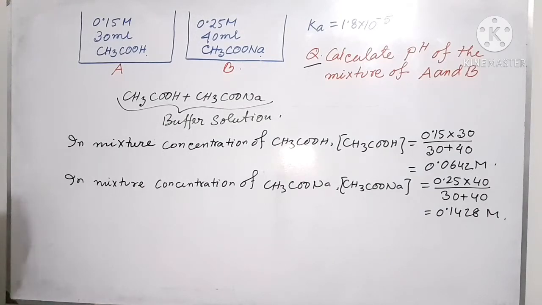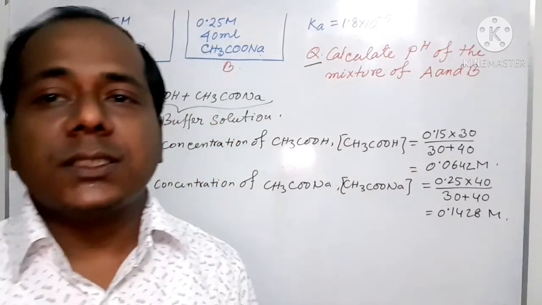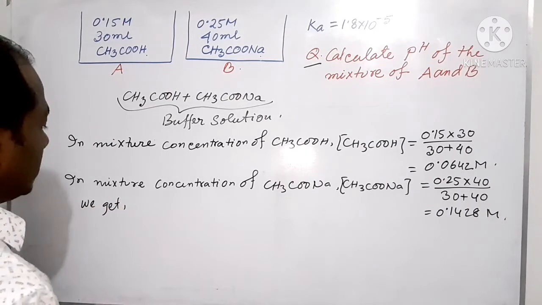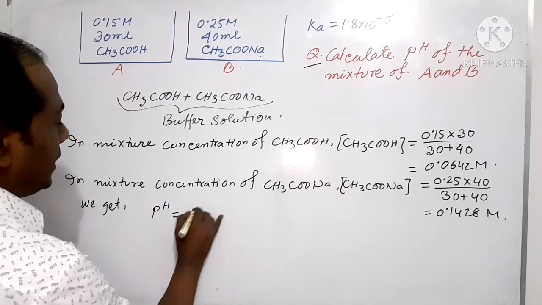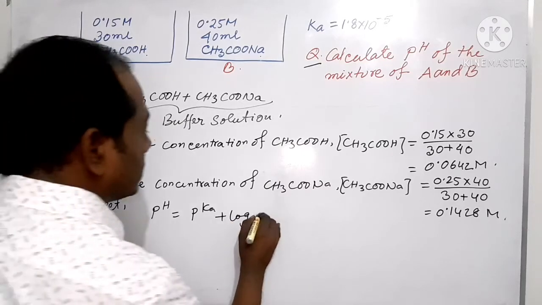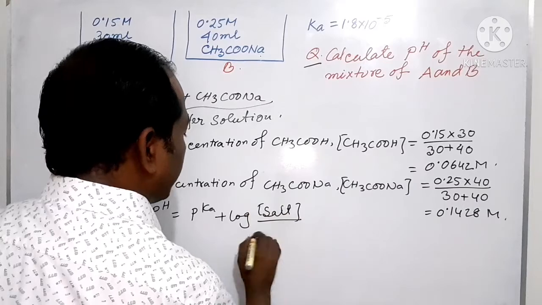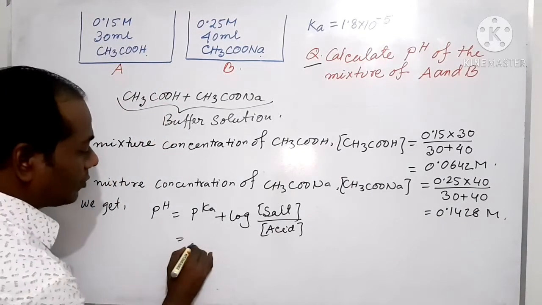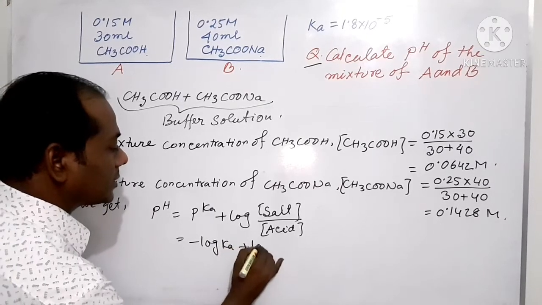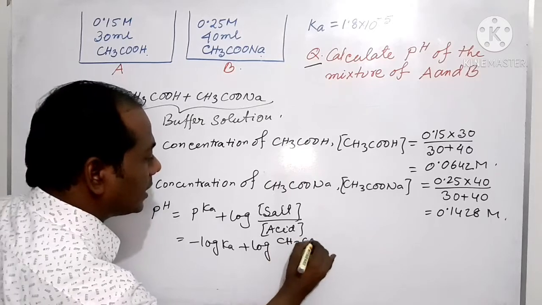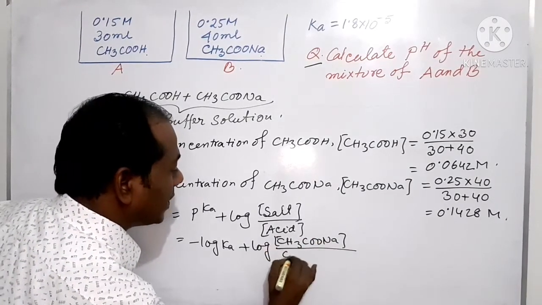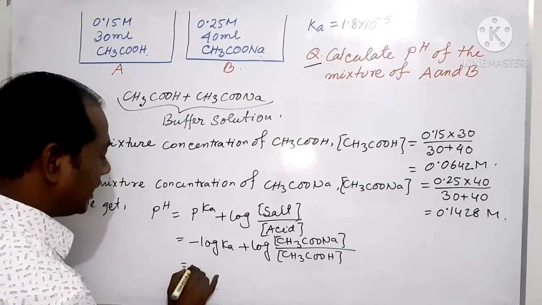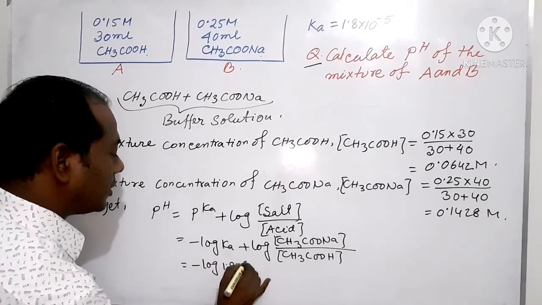0.1428 molar. Now we know that for an acidic buffer solution, pH equals pKa plus log of concentration of salt divided by concentration of acid, and pKa equals minus log of Ka. So pH equals minus log of Ka plus log of CH3COONa divided by CH3COOH acid, and the value of Ka is 1.8 into 10 to the power minus 5.